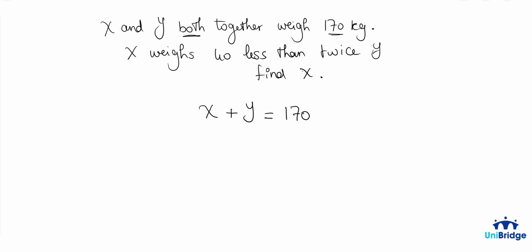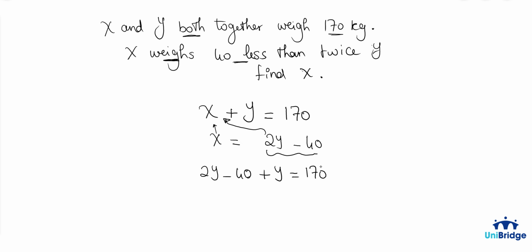Now you need to translate the second sentence into an equation. So this is how we do it step by step. X, just write X, weighs, this means equal, 40 less, so it's minus 40, than twice y. So 2y, if you subtract 40, it's going to give you x. You may want to solve this using substitution, since this x is the same as this x, so you can take this and plug it here. So you're going to get 2y minus 40 plus y is equal to 170.